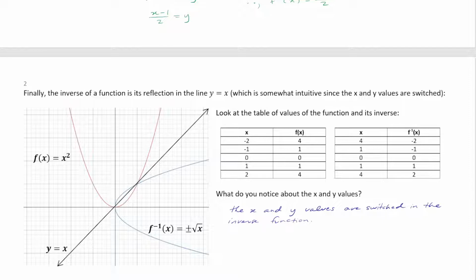Okay, hopefully you were able to see that the x and y values of the original function are switched with the x and y values of the inverse function. And we can also see that the original function is then reflected in the line y is equal to x right there. So that's another way of seeing the inverse of a function graphically in comparison to its original function. Okay, so the key thing here to remember is that the x and y values are switched.